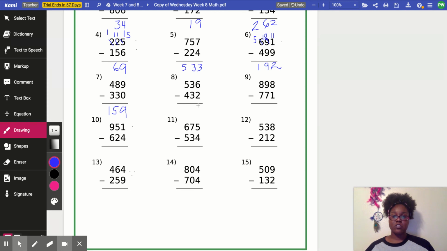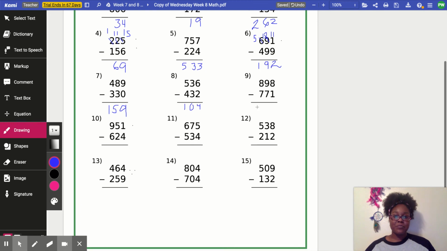Number 8. 6 take away 2 is 4. 3 take away 3. Numbers the same. Zeros the game. 5 take away 4 is 1. The difference is 104.